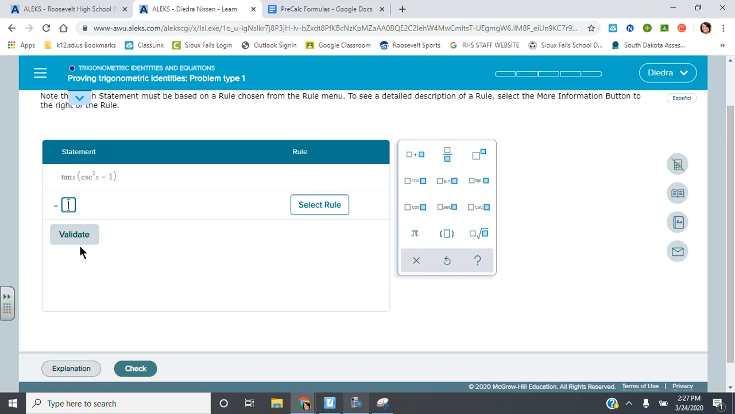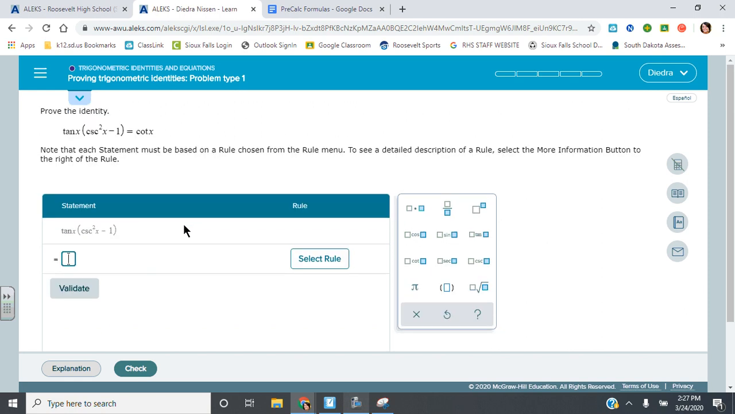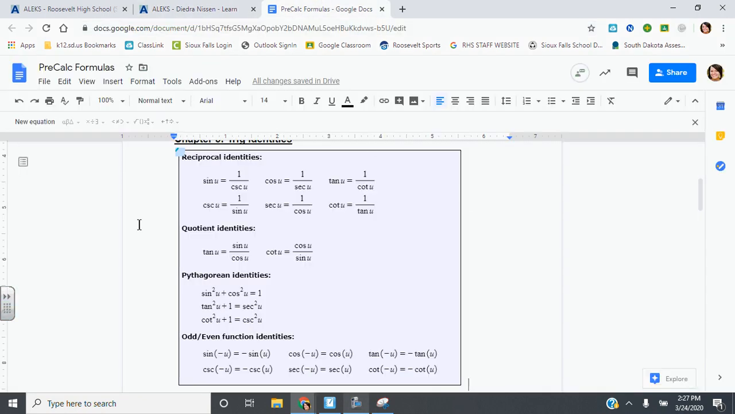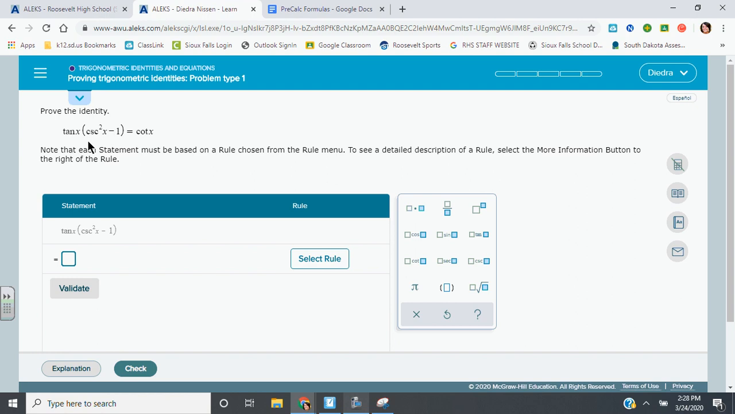Now, as you do it though, you're going to hit validate for every single step that you do, and it's going to tell you whether or not that step was correct and simplifying. So again, something that you want to have handy is your pre-calc formulas for reciprocal identities, quotient, Pythagorean, and odd and even functions. So to start, tangent of x times cosecant squared minus 1.